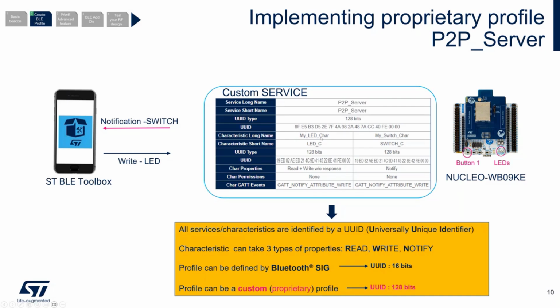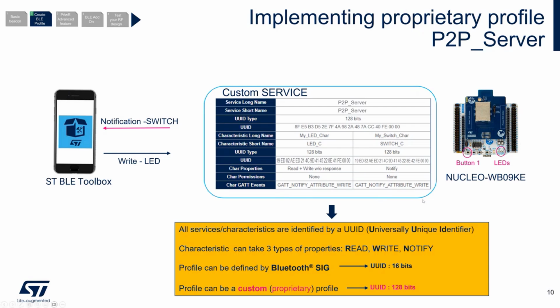Then on this service, I will add 2 characteristics. One to control the LED, one to receive notification for the switch. One more time, each characteristic has its own 128-bit unique ID. It's still a proprietary implementation. Each characteristic can have different properties.